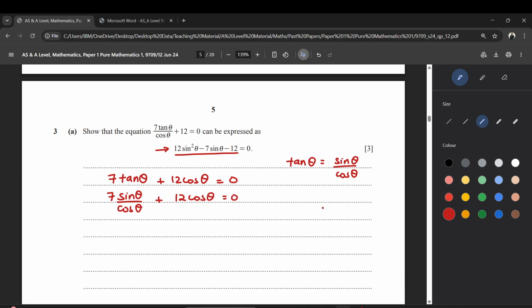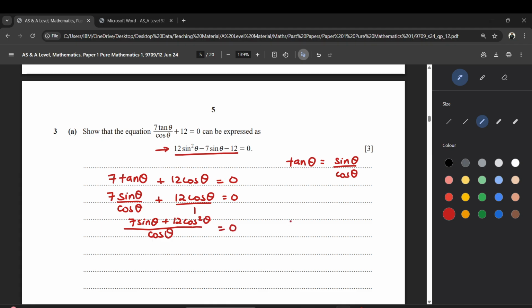Now what we can do here is write them in one fraction. So this is cos theta, this will be 7 sine theta as it is, but this one is now being multiplied with cos theta, so I can bring them into one fraction. So this becomes 12 cos squared theta equals 0.